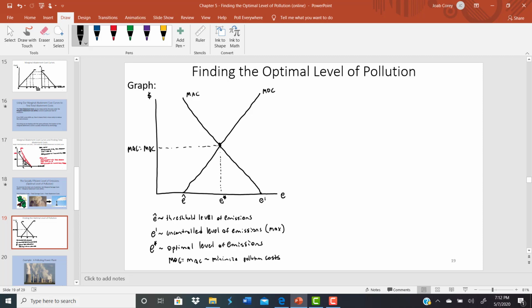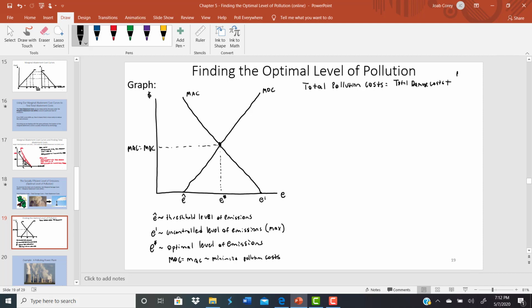So let's go ahead and calculate out what these pollution costs are going to look like. So total pollution costs are going to be equal to our total damage costs plus, I'll try to squeeze this in here, our total abatement costs.